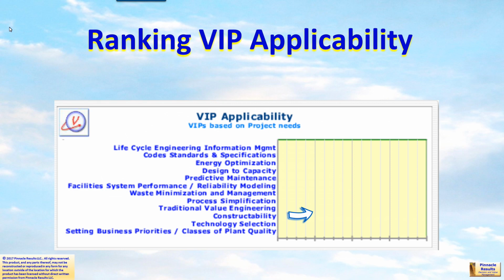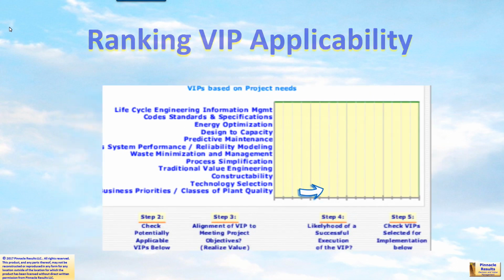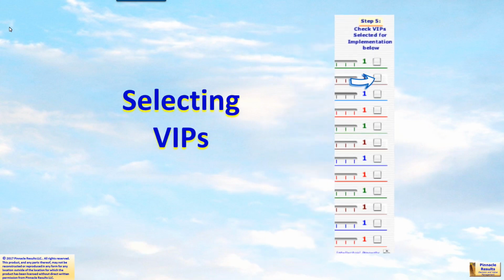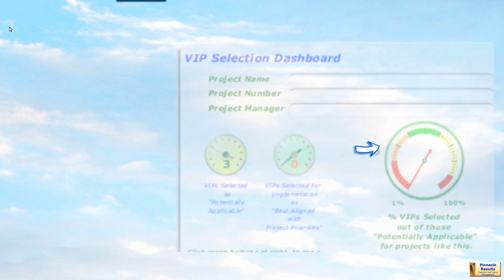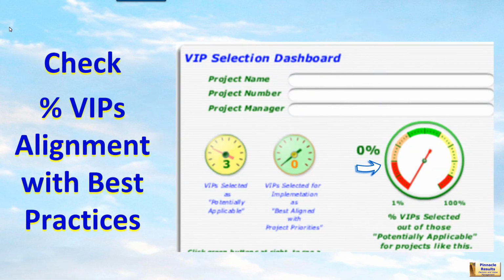On the top right, we'll see a graph which will rank the various practices, enabling you to select a number of those which are highest ranked for your specific project. We will then check those as selected for this specific project, and having done that, we can then check the percentage of VIPs aligned with the percentage of 50% of those potentially applicable as a best practice in the industry.